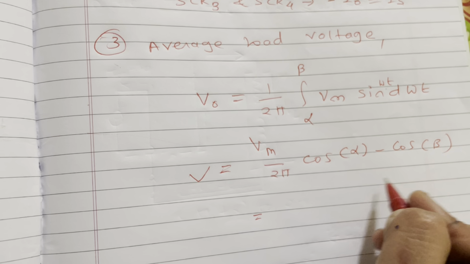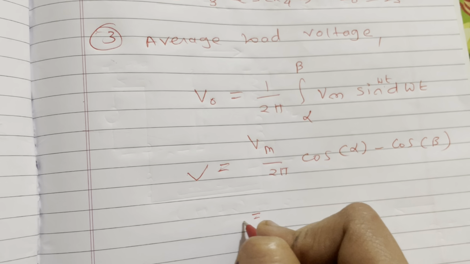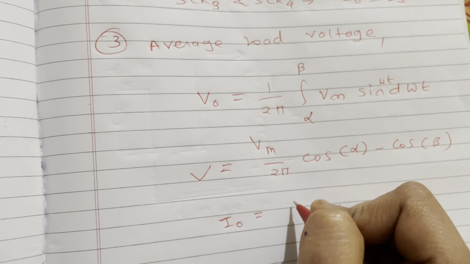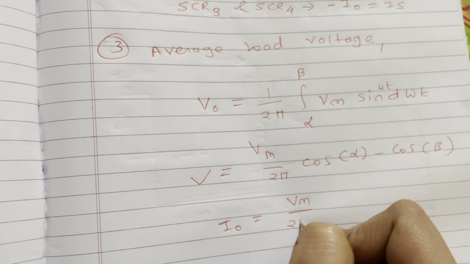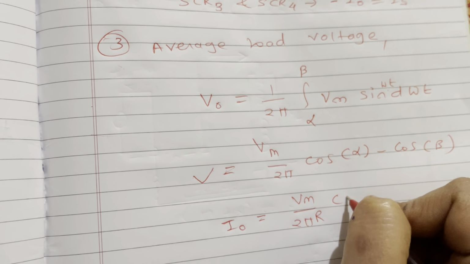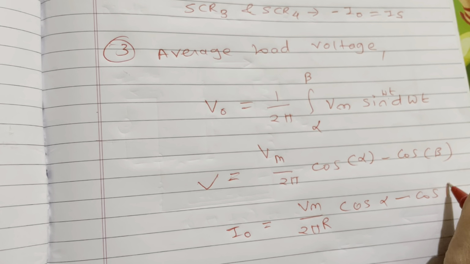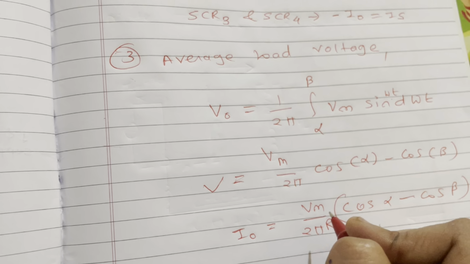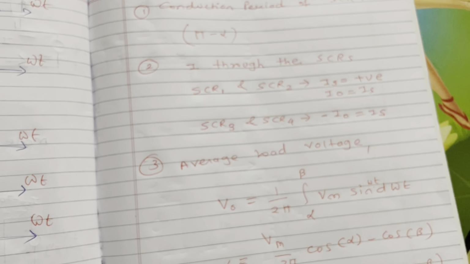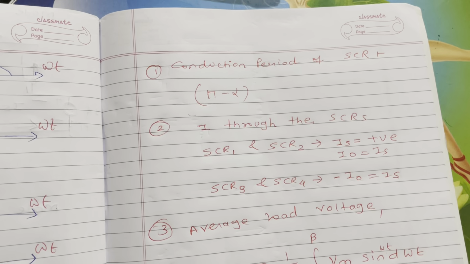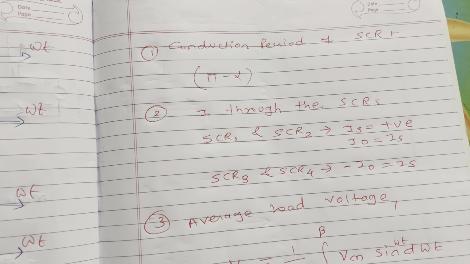So the average load voltage is Vm upon 2 pi into cos alpha minus cos beta. You have to solve it completely. So this is the average load voltage, the current through the SCR, and the conduction period of the SCR.